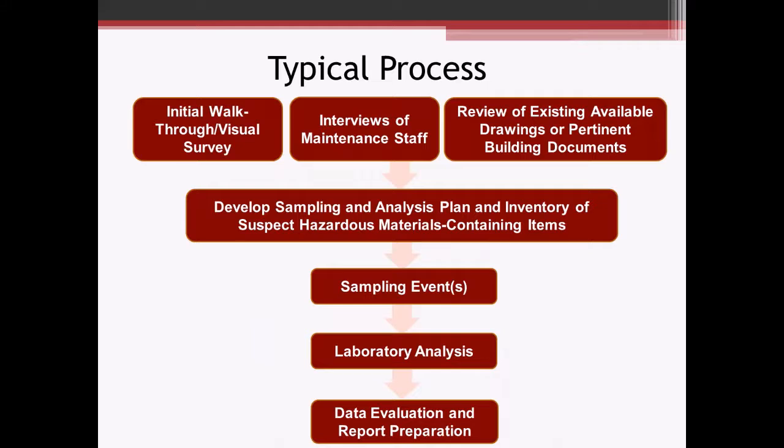So here's an overview of the typical process of what we would do on a hazardous material survey, and what is common practice. First step, you want to look at what you have for existing available drawings, documents, and pertinent building documents. Has there been a hazardous material survey, asbestos sampling, or any type of sampling done in the past? You want to use that information, for one, so you don't duplicate sampling. For two, if a material has already been determined to be asbestos-containing material, you can't sample it again. You have to continue to treat it as asbestos-containing material.